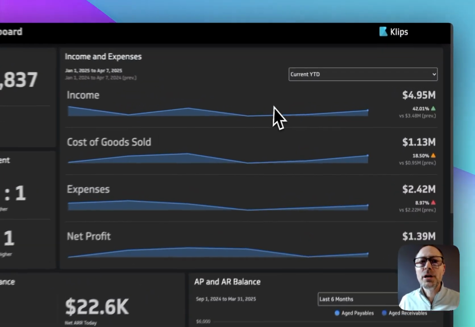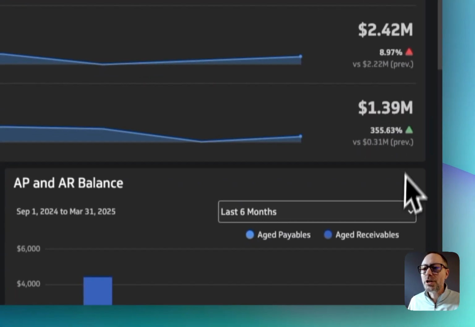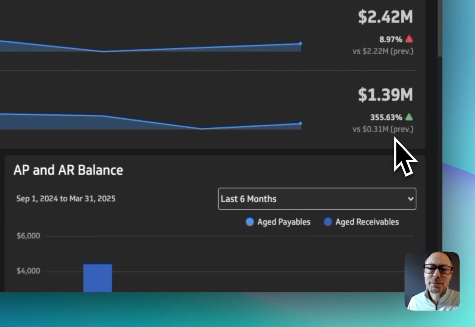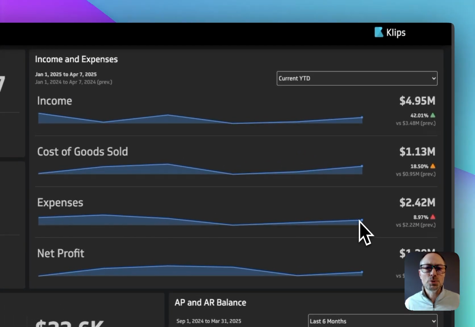Here on this clip, we've got our most important financial metrics: income over time, COGS, expenses, and the net profit. And each of these numbers, of course, has not only got a trend line, but we've also got a little indicator to tell you how we are doing versus the previous period. And you can see that in this example, there's quite a bit of fluctuation, a huge improvement on net profit, which is great. So again, context is really everything when you're analyzing some of this information.